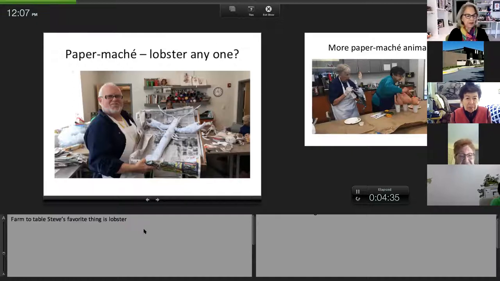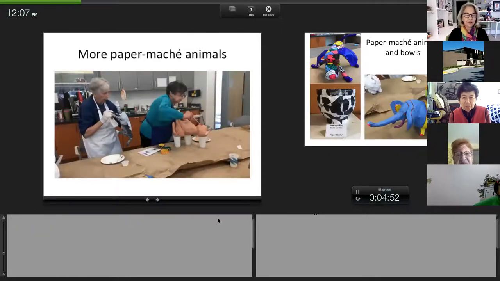I'm going to jump back and actually go back to the paper mache project. If anyone knows Steve, his absolute favorite thing of all times are lobsters. So he made this wonderful paper mache lobster and actually said to me this was farm to table. And then he painted it blue, but a great project. Here are two more students working on their animals in paper mache.